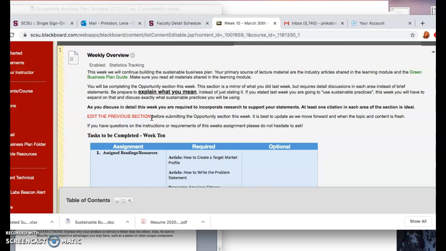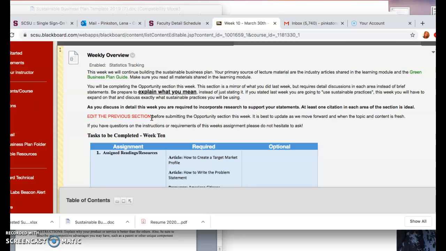Edit the previous section. Go back and edit your executive summary based on the grade feedback. Everyone that turned in an assignment and did the assignment correctly has grade feedback. Okay? So go back and read it. If you have any questions, please reach out to me. I did have a couple people email me, and now they understand what they need to do, okay?